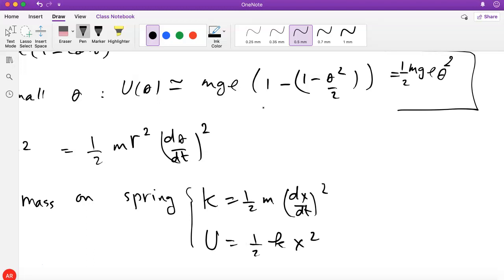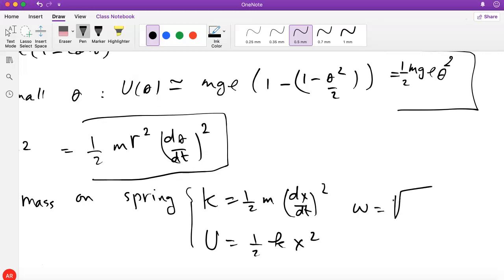So you can see there's some mapping right here. The potential energy is something times theta squared, and the kinetic energy is some number times the derivative of theta squared. So we can already guess the period of this harmonic motion using a mapping. So remember here we had omega was the square root of k over m.